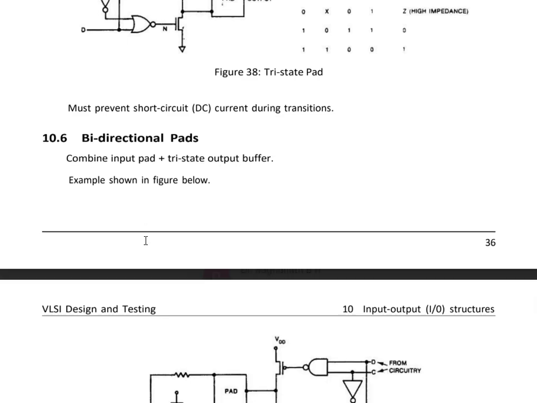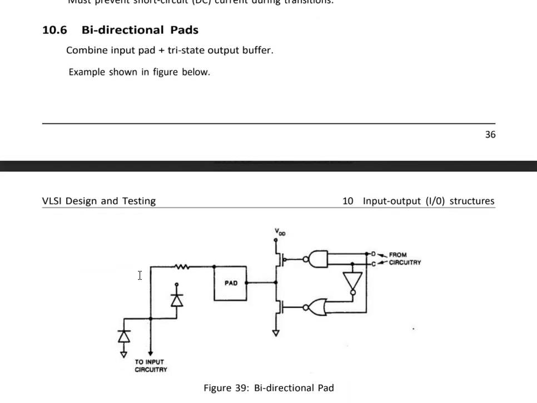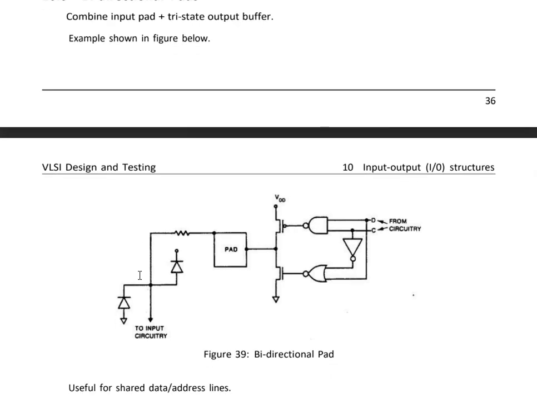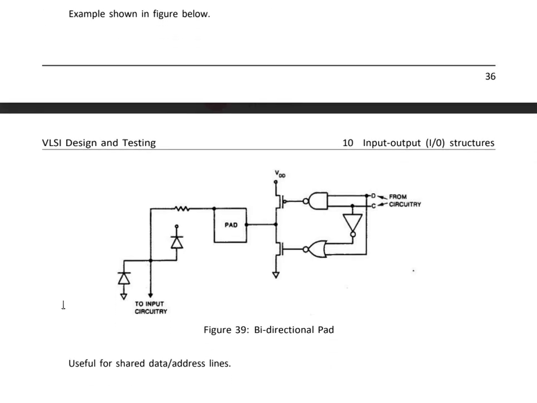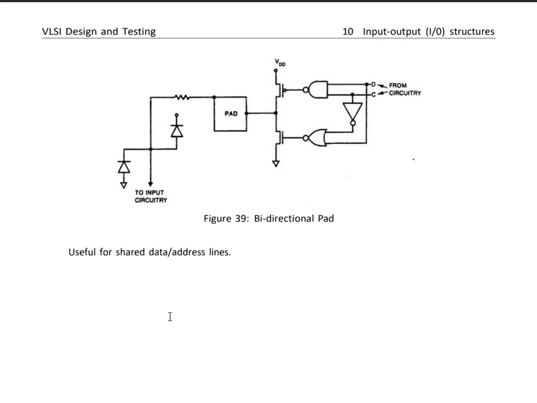And we also have bidirectional pads, in which we combine the input pad plus the tri-state output buffer. So here you connect the output again to the input. This is called the bidirectional pad.